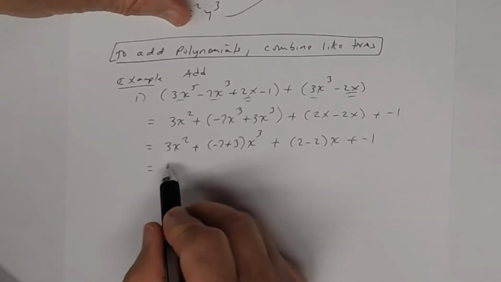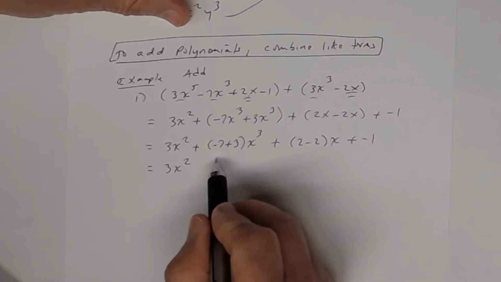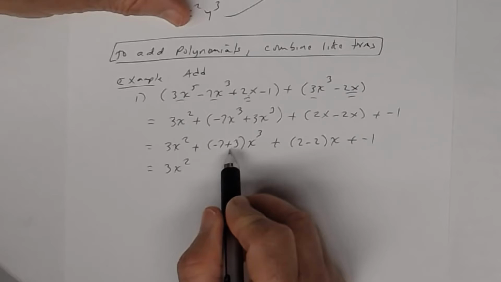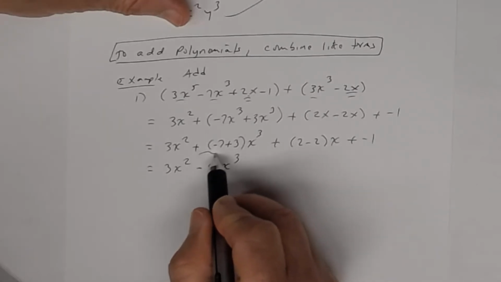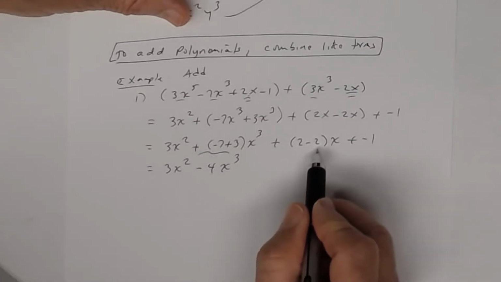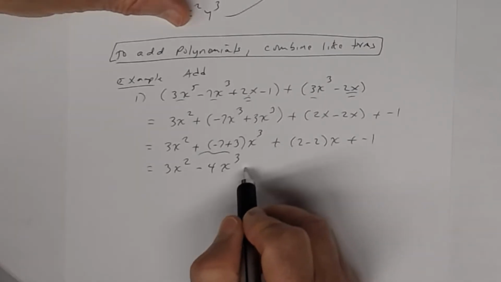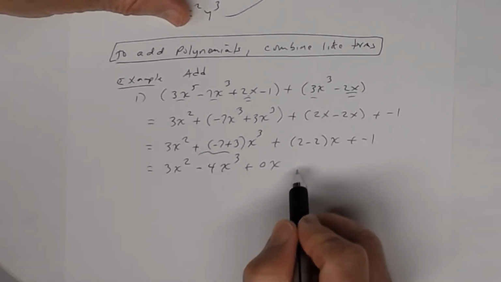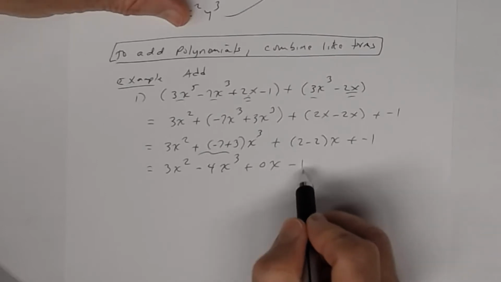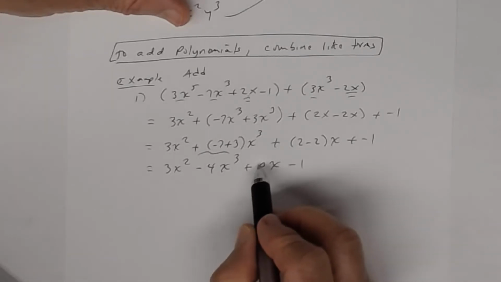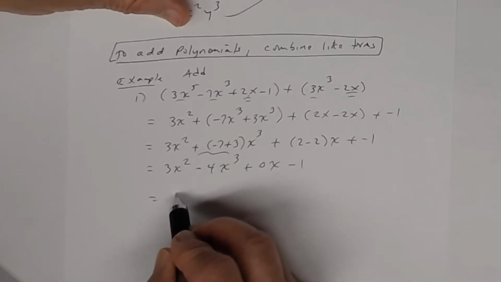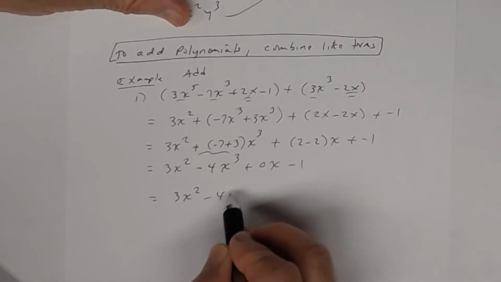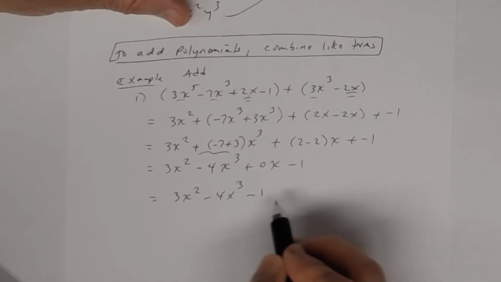So if I go further with this, I have 3x squared. A negative 7 plus 3 is a negative 4. So I have minus 4x cubed. So this right here is this. 2 minus 2 is 0, right? So I'm going to write it down for right now, but I'm going to put this as 0x, and then plus a negative 1 means minus 1. You see that 0x? You don't have to put that in there. So you can say the answer is 3x squared minus 4x cubed minus 1.